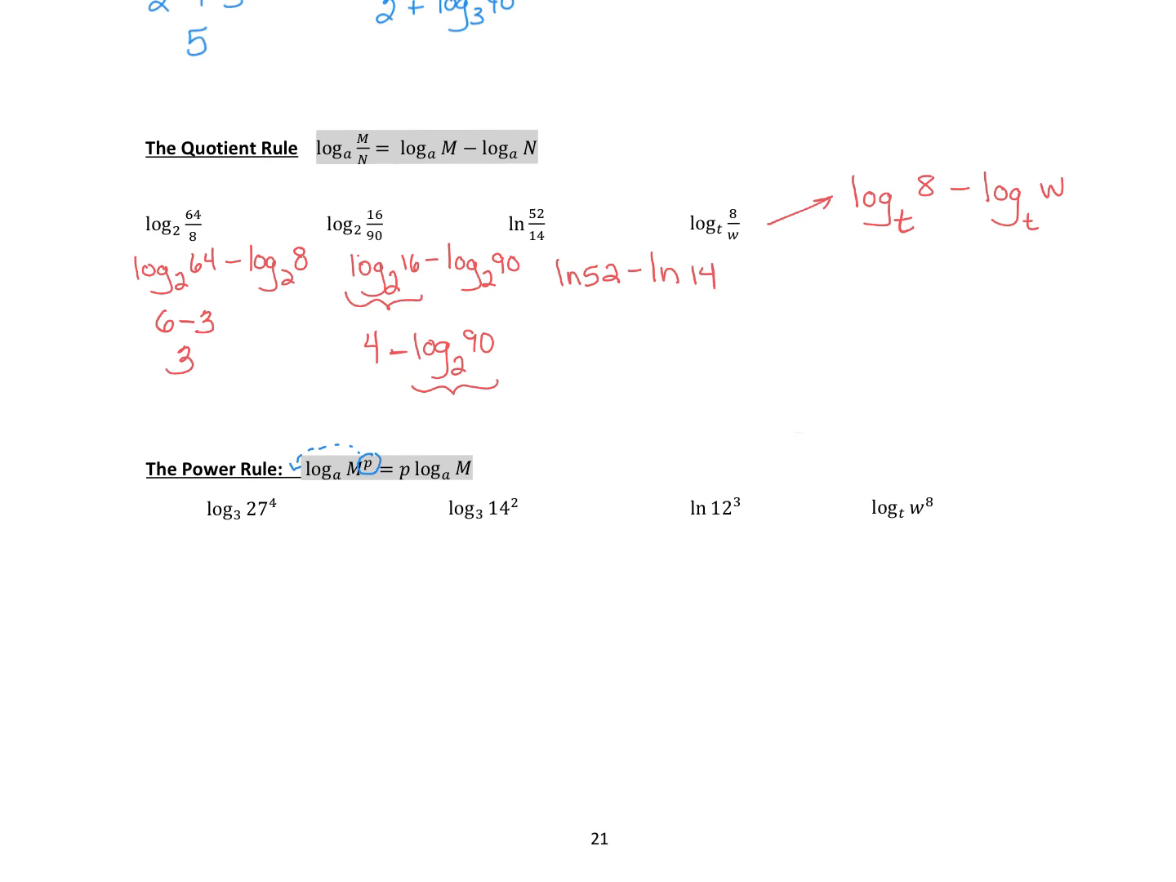Log base 3 of 27 to the 4th. If I bring this 4 down in front, I have 4 times log base 3 of 27. Simplifying this further, what power do I have to raise 3 to get 27? That's 3, and our final result is 12.